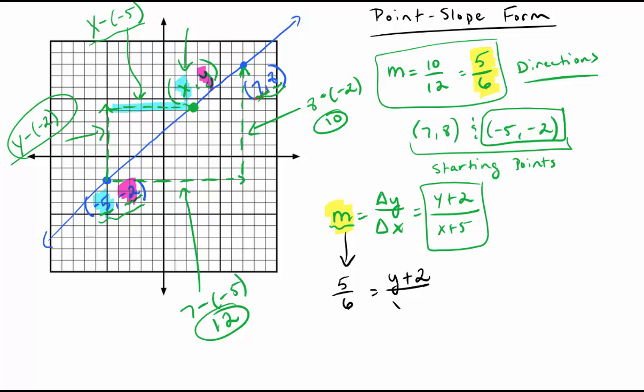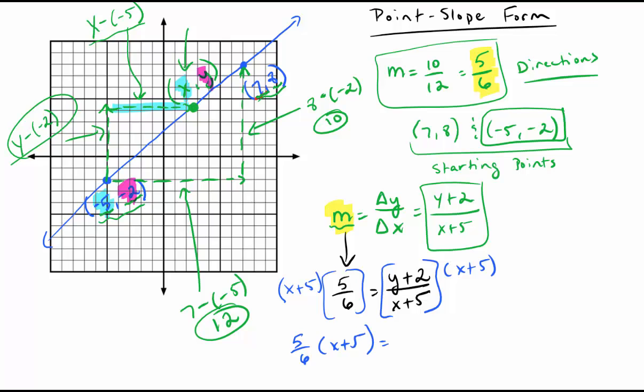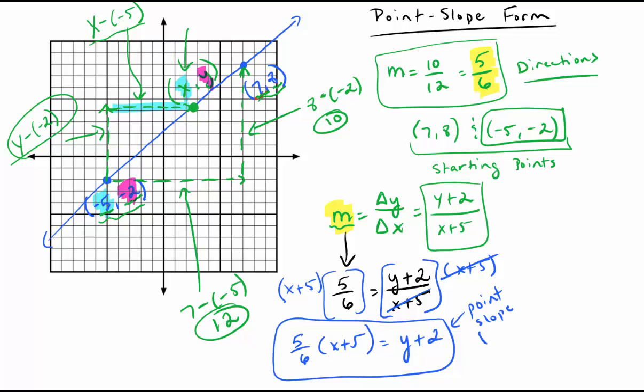So let's rewrite all of that. And then I'm going to go ahead and clean up the equation and get x and y on different sides by multiplying both sides by x plus 5, which leaves us with 5/6 times (x plus 5) is equal to (y plus 2)(x plus 5) over (x plus 5). The x plus 5 and x plus 5 divide and cancel to 1. So it just equals y plus 2. And this would be the point-slope form of the line.